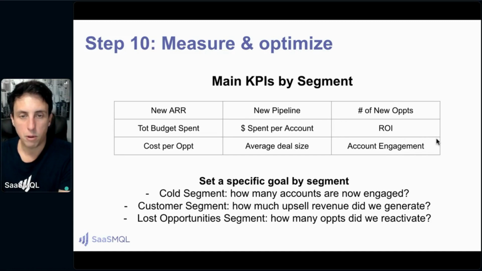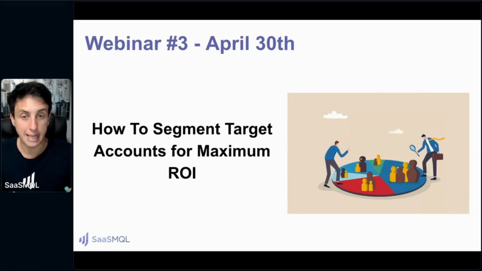And with that, we have closed the 10-step webinar. But the good news is that with the next webinars, we're going to go into details on many of these steps. For example, the next webinar, next week on April 30, we're going to be talking about how to segment target accounts for maximum ROI. So what I discussed today, but we're going to go into more detail on the different types of segments and things that you want to look for. And then in the following webinar, we're going to talk about the plays and measuring, etc.